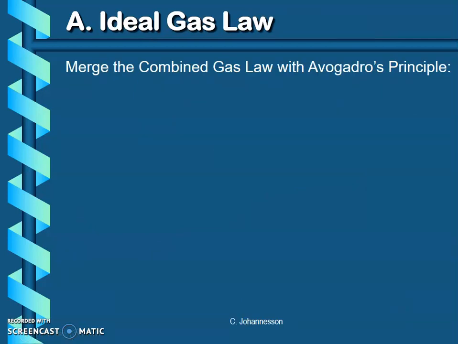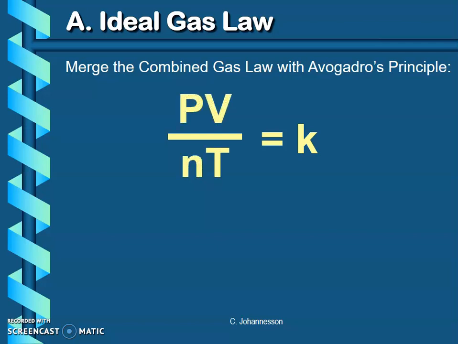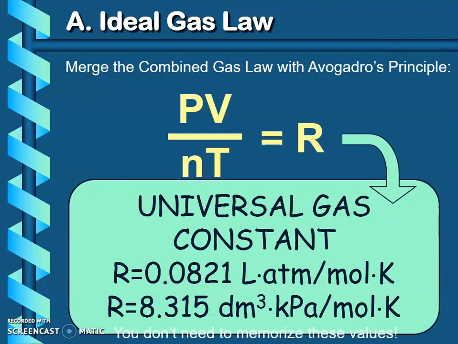So what we can do is we can merge the combined gas law with Avogadro's principle. And what he discovered is another constant known as the universal gas constant, which is represented by the letter R. And here are your numbers here for the letter R. So add this equation and these constants to your growing equation sheet, because you will not need to memorize these constants. Okay, so just have them on that sheet so they are nearby and quick and easy for you to discover.